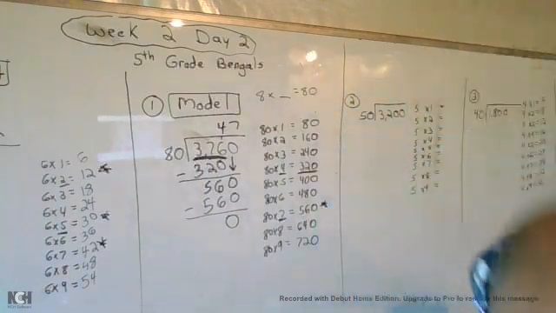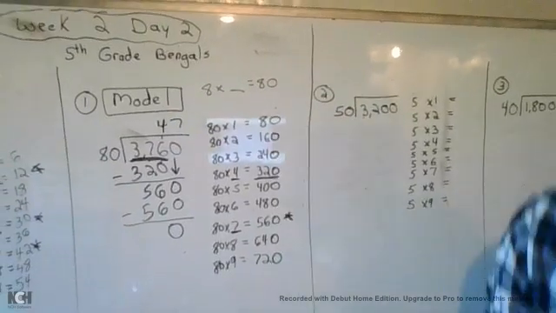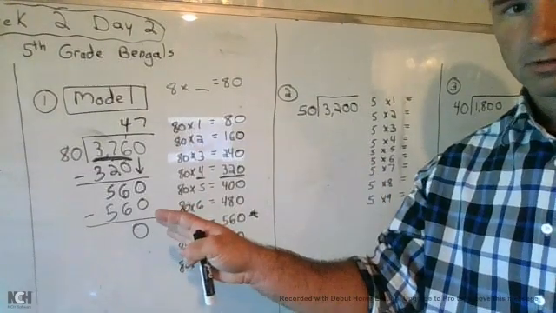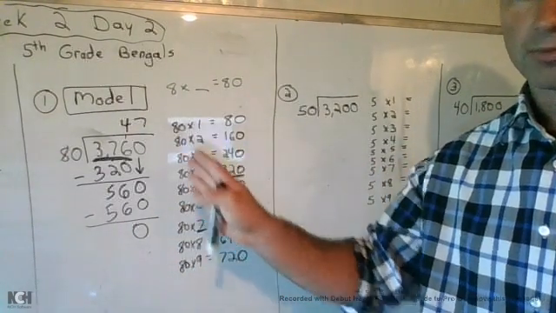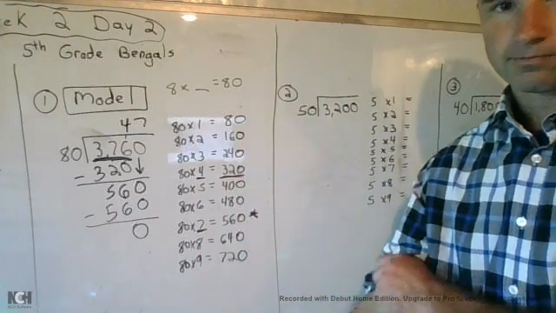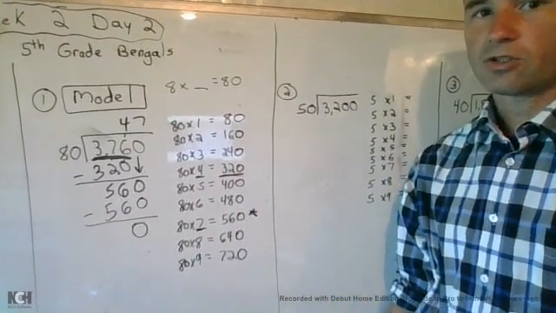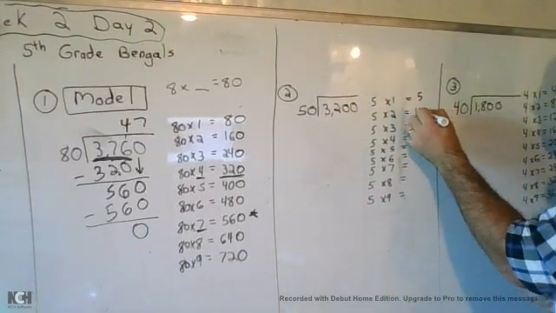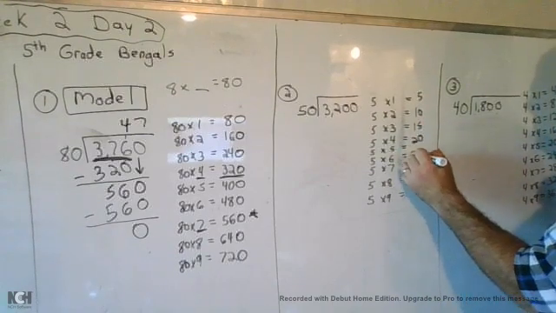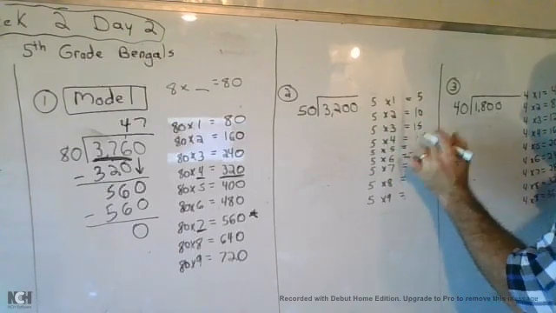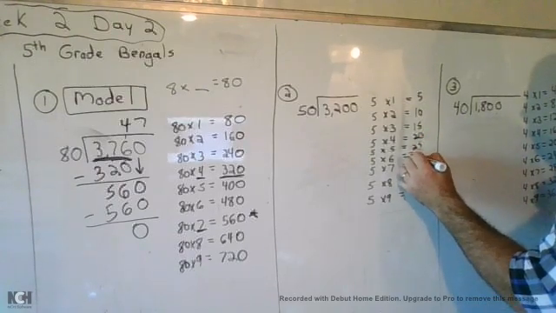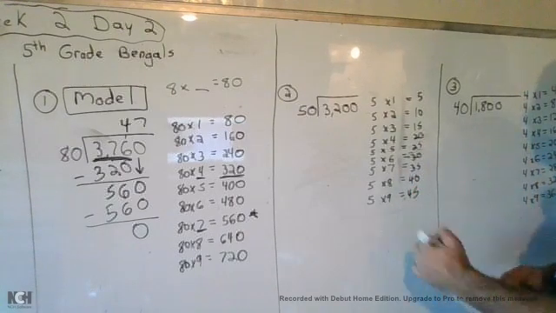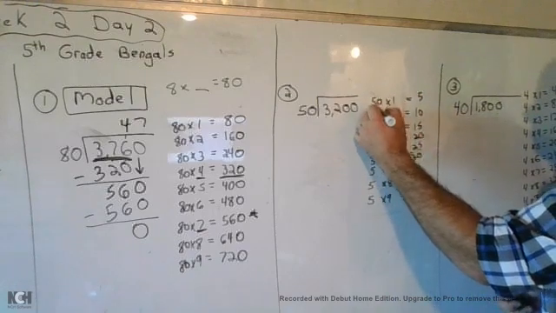So let's move on to number 2. I'm going to keep number 1 visible for you to help you go back to and view what the next step was in the process if you get stuck. So here we have 3,200 divided by 50. First thing I'm going to do is my 5 times tables. 5, 10, 15, 20, 25, 30, 35, 40, 45. Then I'm going to turn all these 5s into 50s.